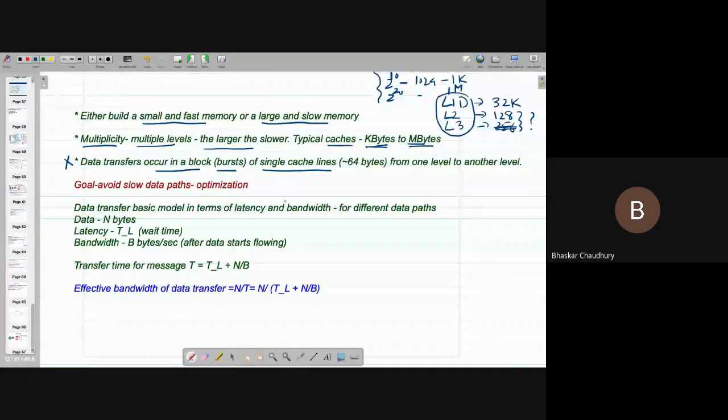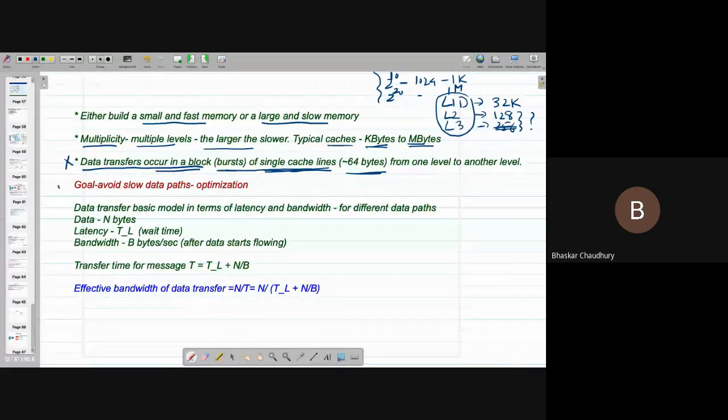So that is where the concept of cache lines comes into the picture. We'll go there in more detail. The important idea is that data transfers occur in bursts of single cache lines, which are typically 64 bytes. So if you are using 4 bytes each, that's 16 items.